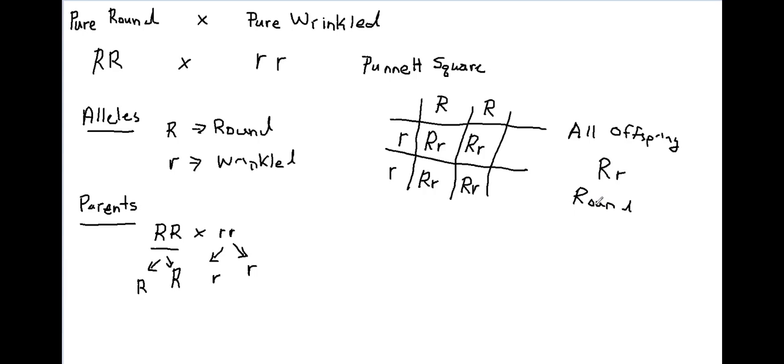So next we're going to use the Punnett square to see what happens when we cross two heterozygous. So we're going to do a cross right here of these two and see what happens when we have a heterozygous crossed with another heterozygous.